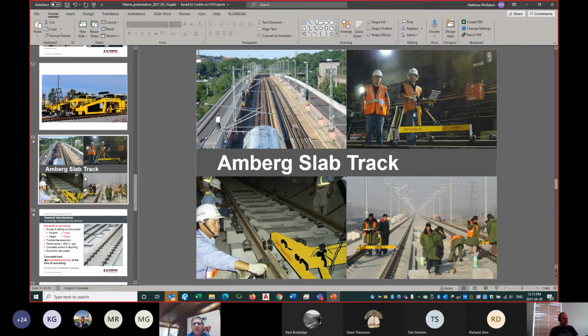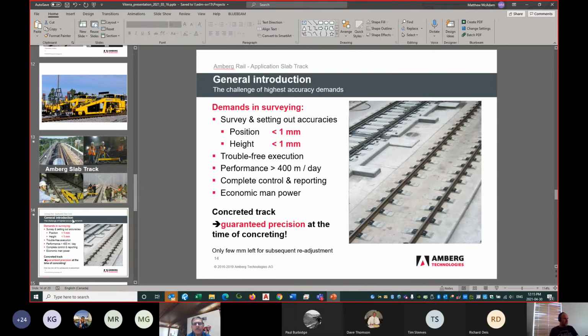Slab track. The slab track is kind of your high precision rail. This will be your light rail applications, where you want maximum smoothness, so the passenger can't feel any kind of bumps and movements as they're moving along in their track. So you want that as smooth as possible, and to achieve that, you're going to have the highest precision in those rail locations. Typically, you're looking at the millimeter level in these applications.